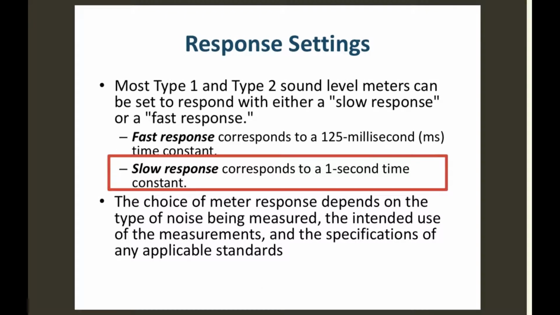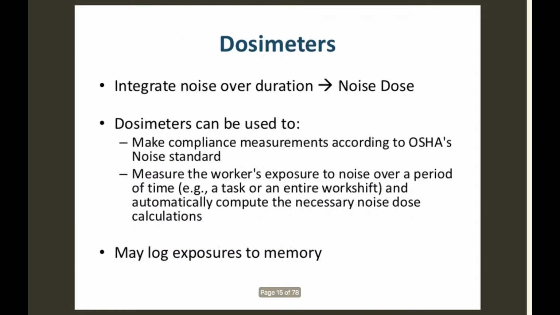Okay, so slow response. Again, you're in the millisecond range for fast response. You're in the second range for slow response. And typically, we'd be taking readings at slow response. Now, dosimeters. This is the dosimeter. It has a little clock in it as well as being a sound level measurement device, and it will give you sound level measurements.